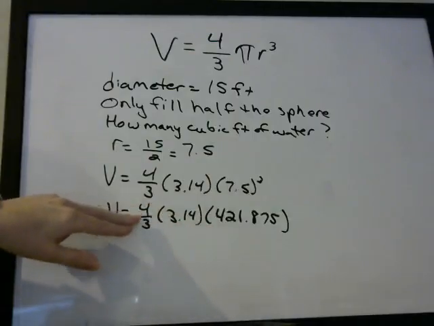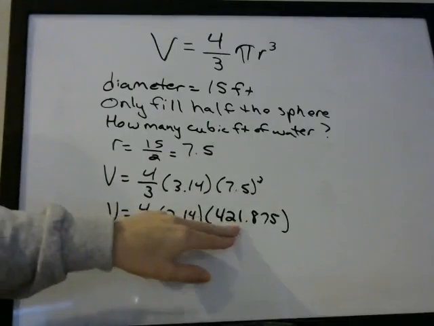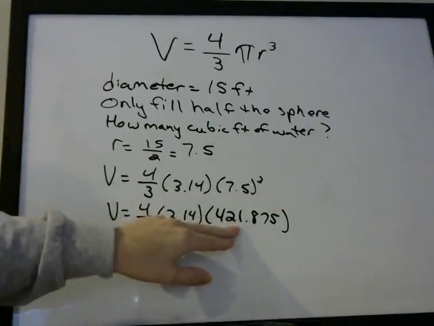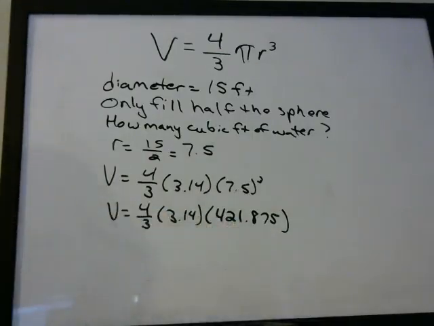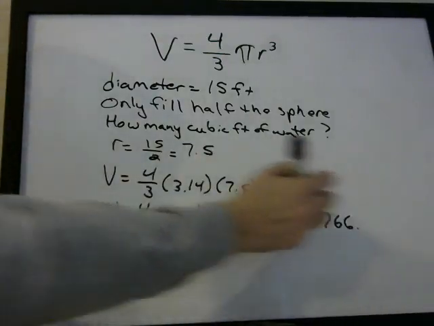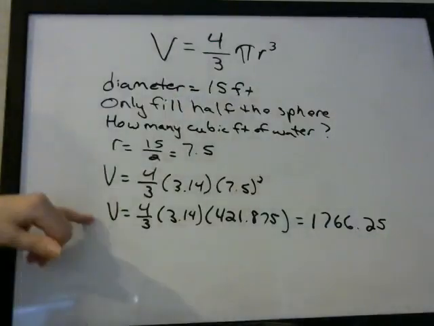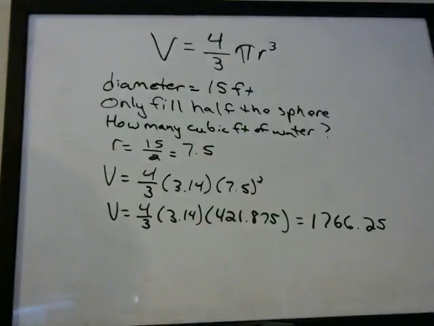So now we just have a multiplication. 4 divided by 3 times 3.14 times 421.875. You just put that into your calculator. What do you get? 1766.25. So that's the volume of the whole sphere, of the whole ball.